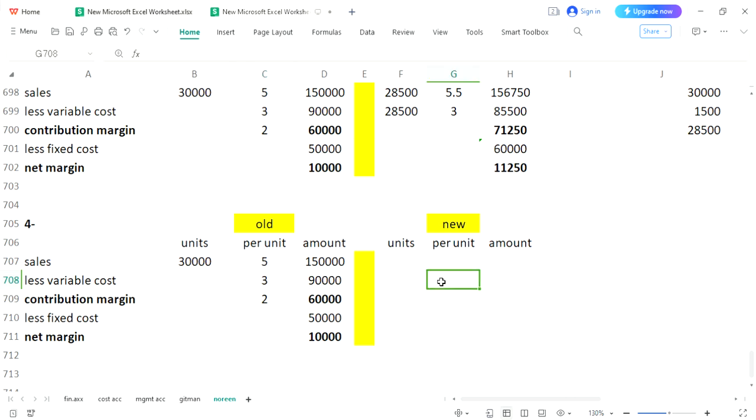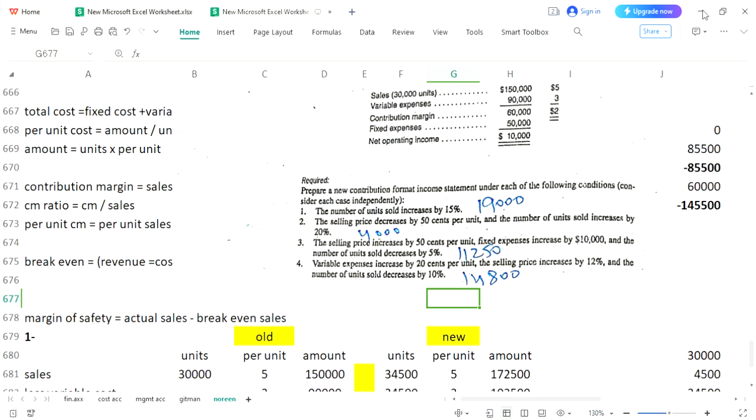20 cents. 3 was the original. You want to increase. To increase, what will you do? Add. 20 cents means 20 divided by 100, which means 0.2. So here your new variable cost arrived at 3.2. One condition is fulfilled. Next condition is what? Selling price increased by 12%.